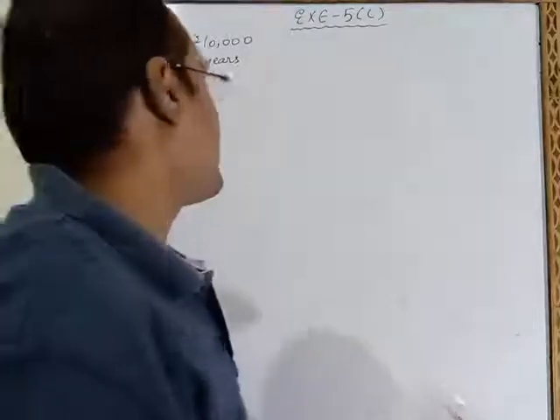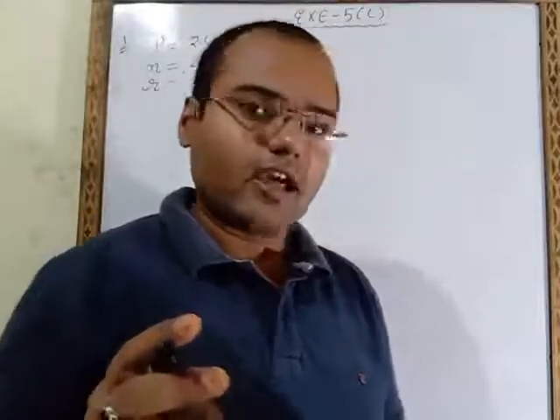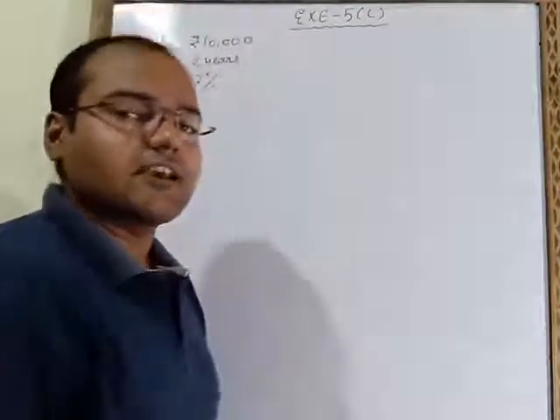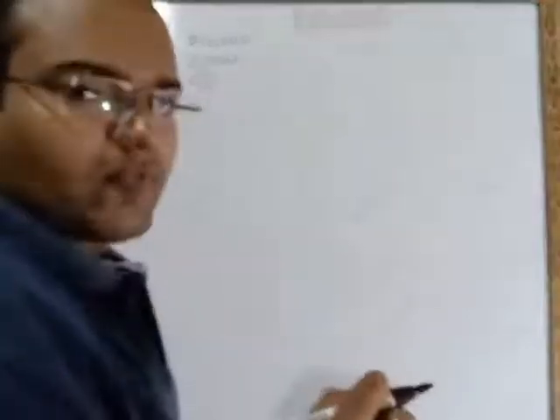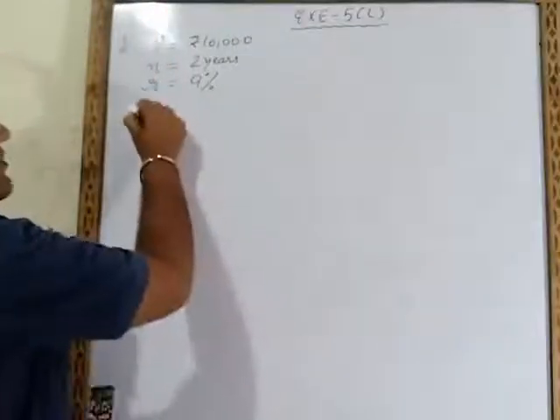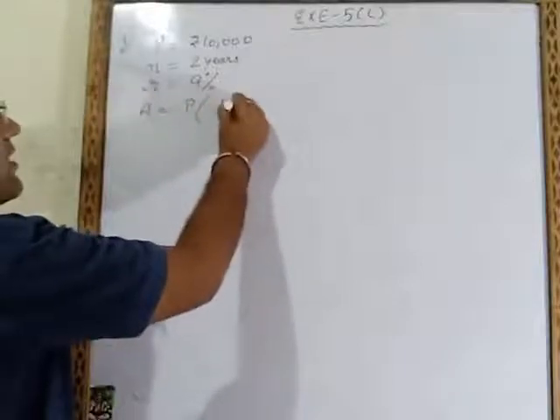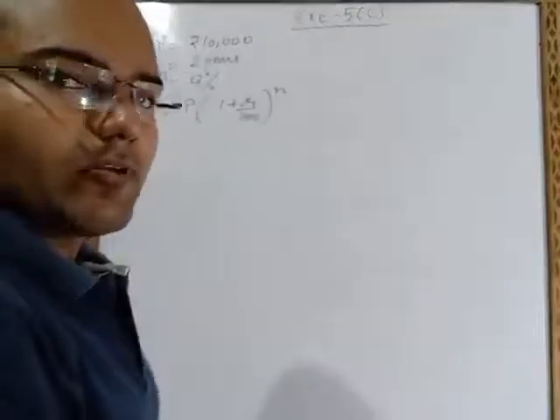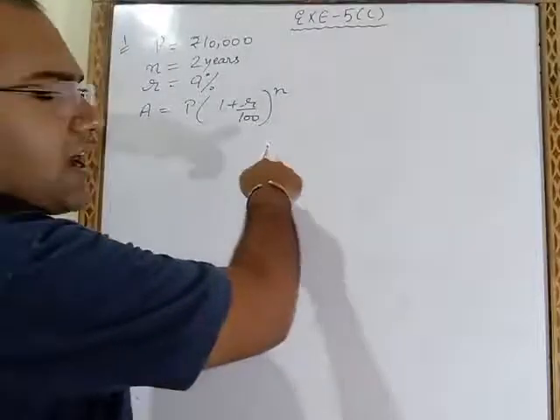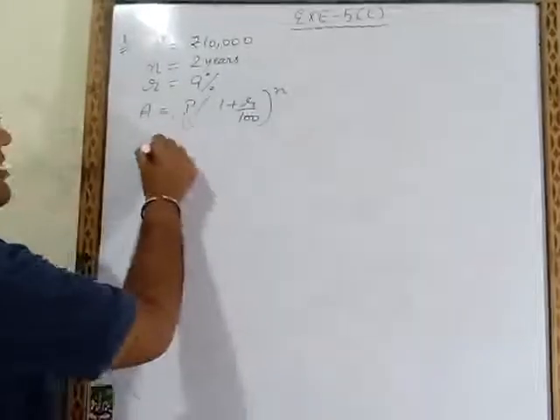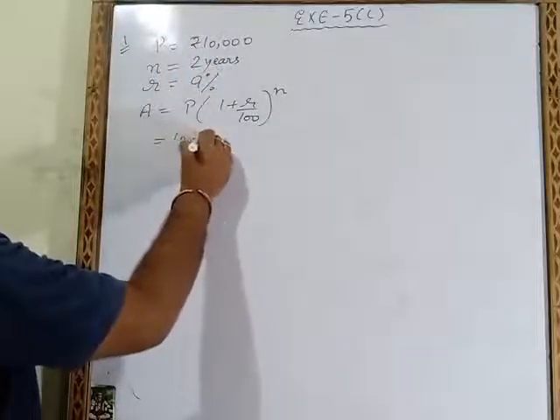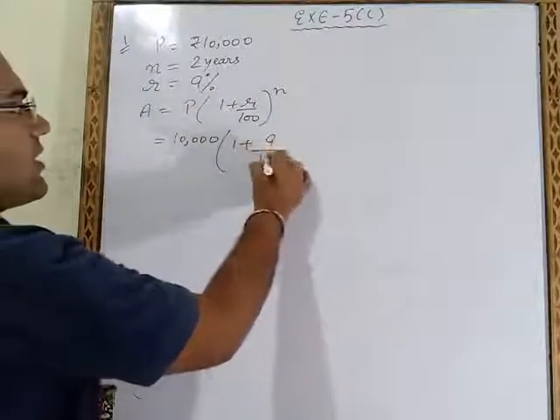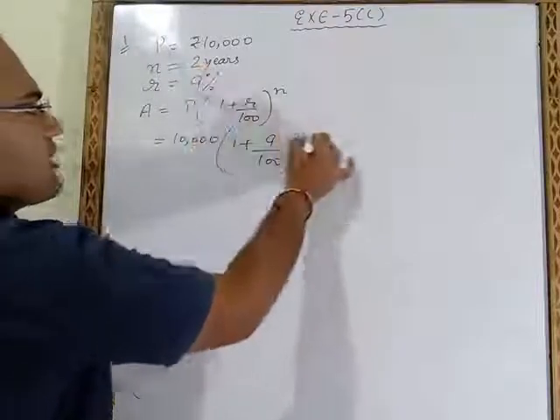So here three things are given: principal, number of years, time, and third thing rate. And you have to find amount and compound interest. So in this exercise you have to use the direct formula for amount. Formula is amount is equal to P bracket 1 plus R upon 100 power n. This is the formula to calculate amount. Now P value we will put, P is 10,000 rupees, bracket 1 plus R 9 upon 100 power n. n is 2, so here we will put 2.